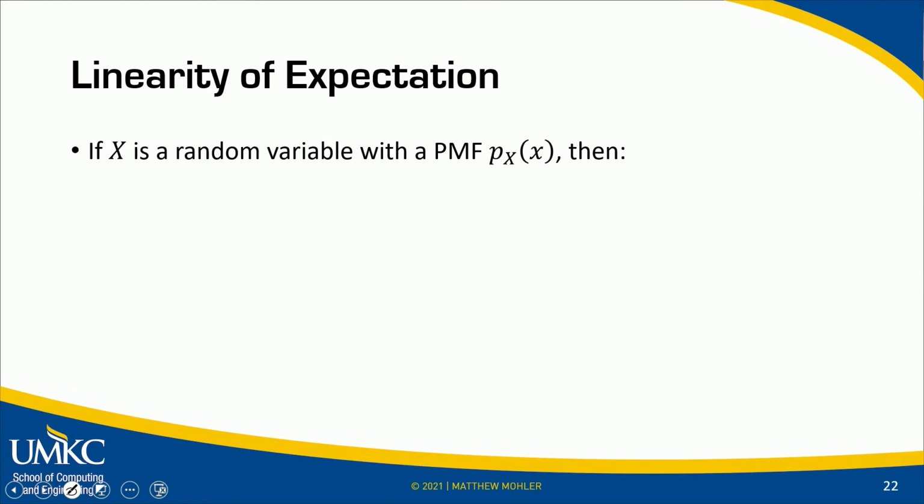Now, the next thing we'll look at is linearity of expectation, and this basically says that if we have a random variable x that has a PMF associated with it, then the expected value of some constant, let's say a, multiplied by the random variable, you can move that constant outside of the expected value. So the expected value of a constant times a random variable is equal to the constant times the expected value of that variable.